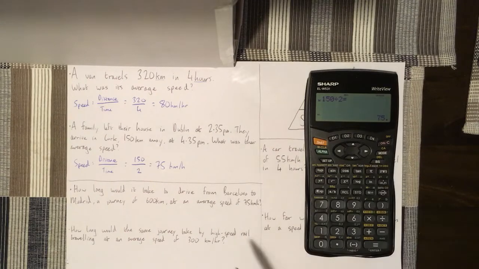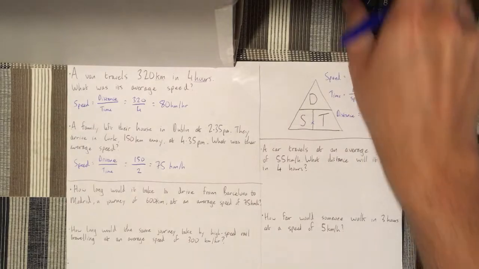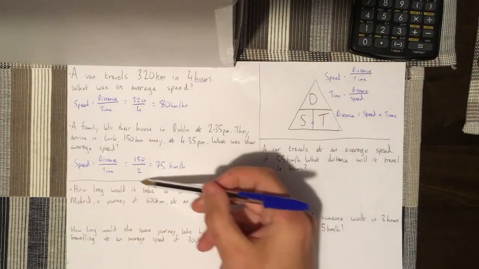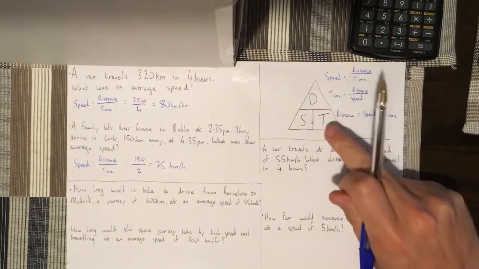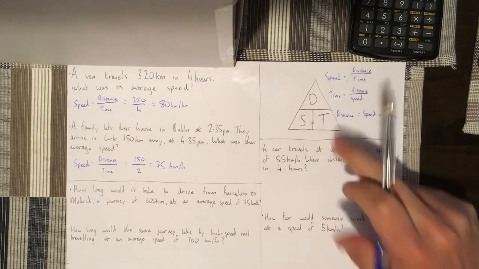So onto these ones now where I'm going to be asked for how long. So I'm going to be asked for time in these ones down here. How long would it take to drive from Barcelona to Madrid, which is 600 kilometers at an average speed of 75 kilometers per hour? So how long would it take? You're looking for time. If you cover up the T for time, you've got distance over speed.